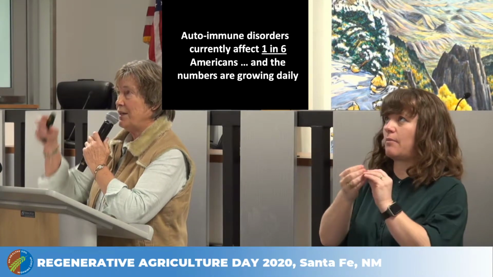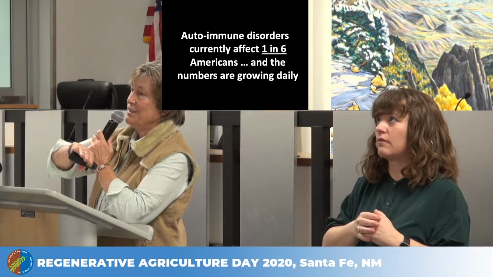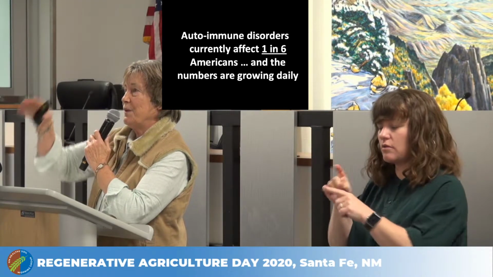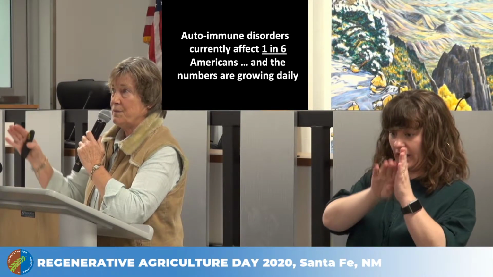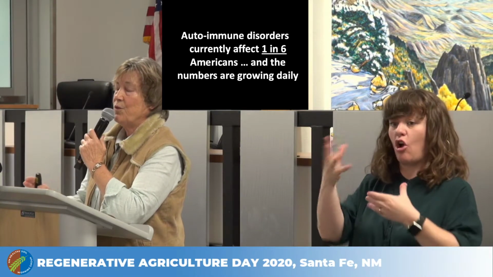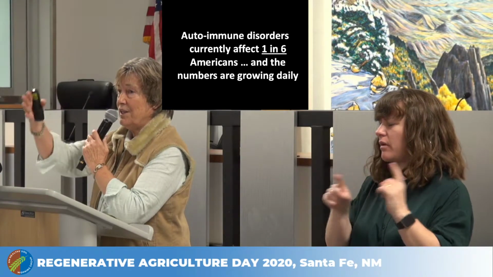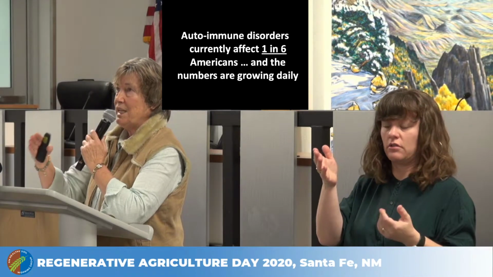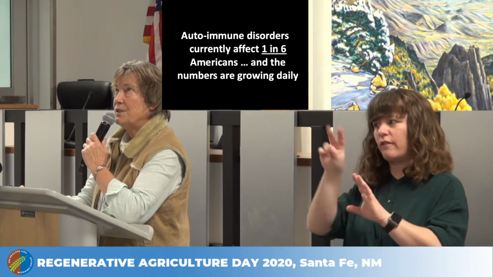So autoimmune disorders currently affect 1 in 6 Americans, and those numbers are growing daily. At the same rate as our levels of fertility are going down, autoimmune disorders are increasing very rapidly. And especially things like autism, the numbers are going through the roof. I can't remember now what the figure is, but not that far in the future, people are predicting, at the rate that autism is increasing, that 1 in 2 children will be born autistic in this country.